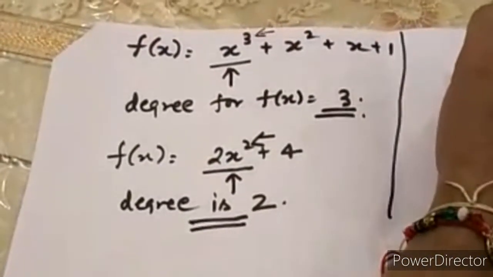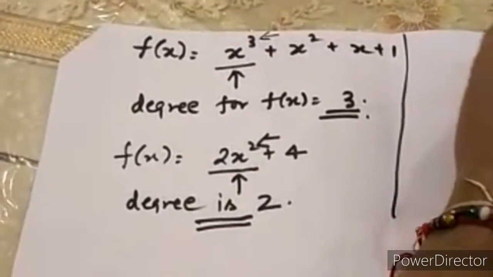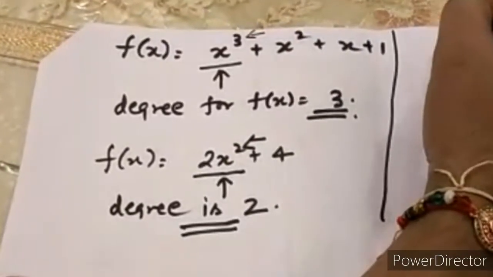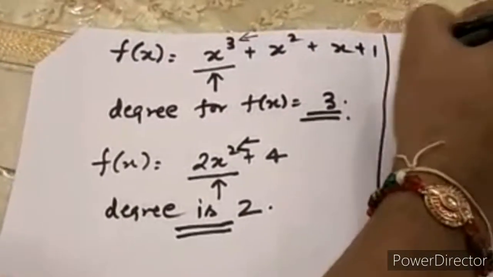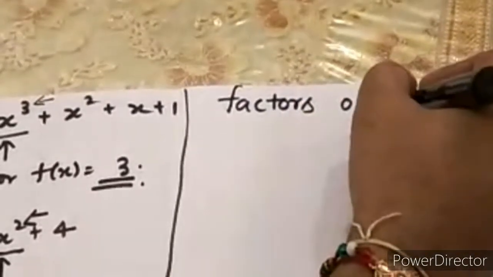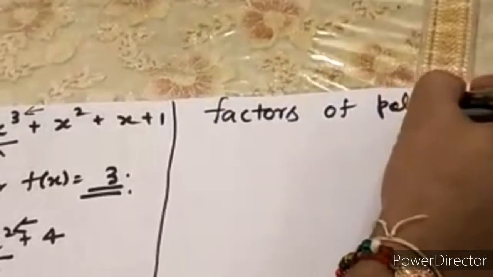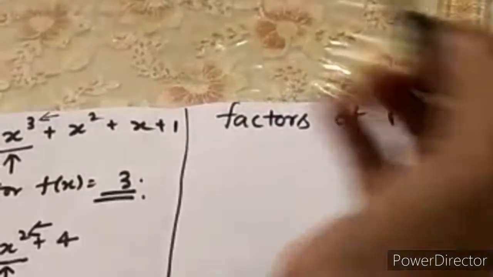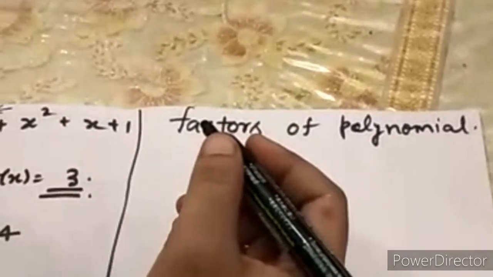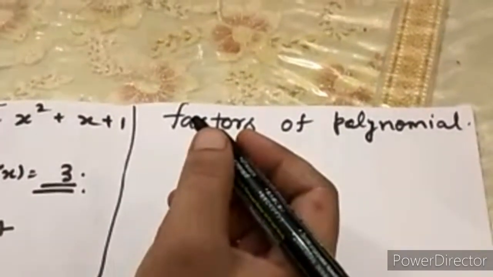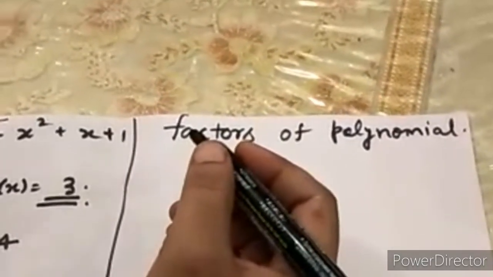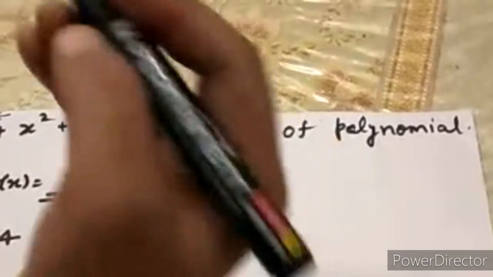Now, many times we need to find out the factors of polynomials. Factors of polynomial. Chalo. What do we mean by factor? Factor means that thing which can divide the given object perfectly without giving any remainder.